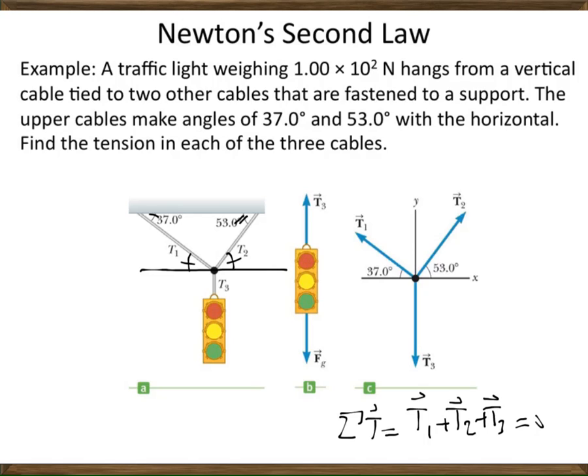Also, from the first free body diagram, this one, the forces are T3 plus the gravitational force of the object, Fg, must be also equal to 0. Any questions so far?